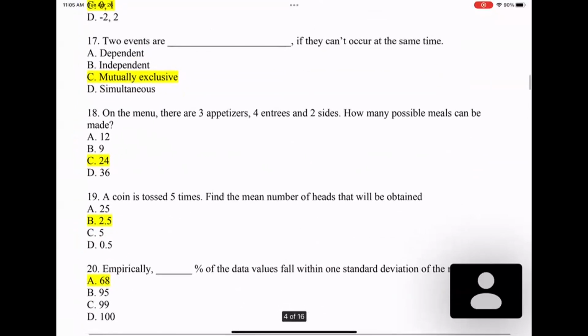Two events are blank if they cannot occur at the same time. That's just mutually exclusive. Know how to do something like this. On the menu, there are 3 appetizers, 4 entrees, and 2 sides. How many possible meals can be made? You have 3 options for an appetizer, 4 options for the entree, and 2 options for the sides. Therefore, you can find the total number of possibilities by multiplying each of them. 3 times 4 is 12, times 2 is 24.